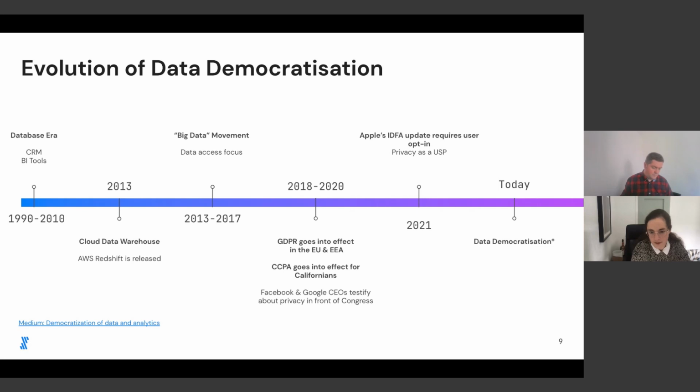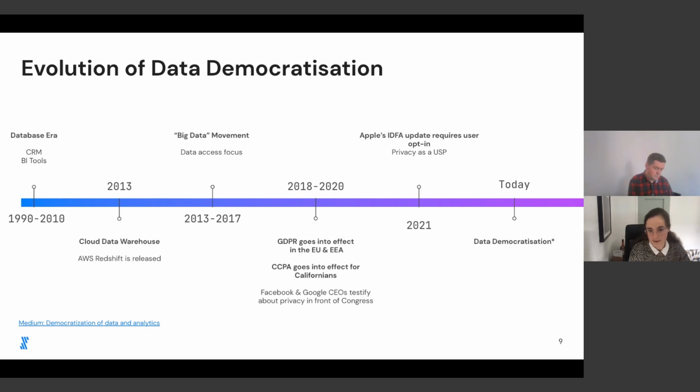So in 2021, when Apple announced their requirements for opt-in, as opposed to opt-out, of tracking and everything around marketing and cookies, etc., they really started to progress the idea of privacy as a USP. And so they started to talk about privacy as a competitive advantage, right? To having Apple and being an Apple user.